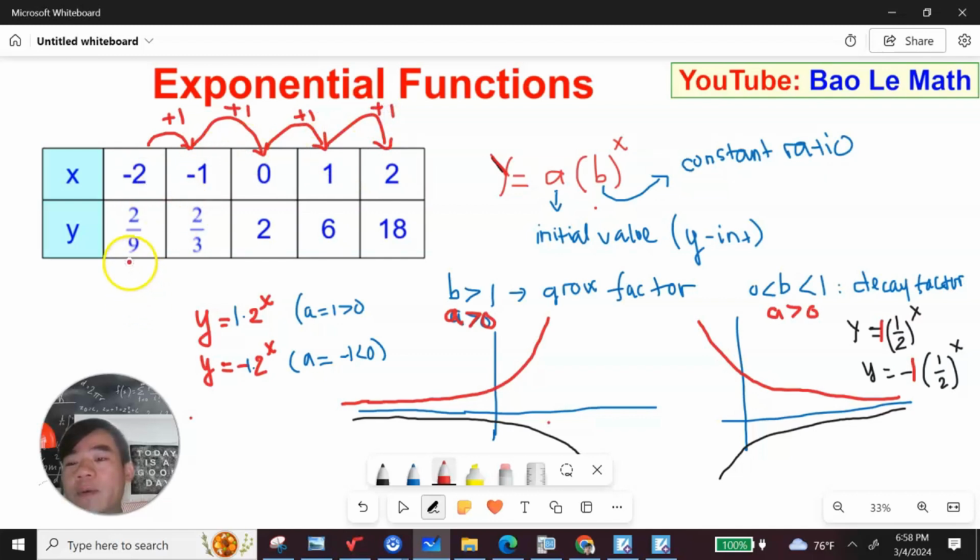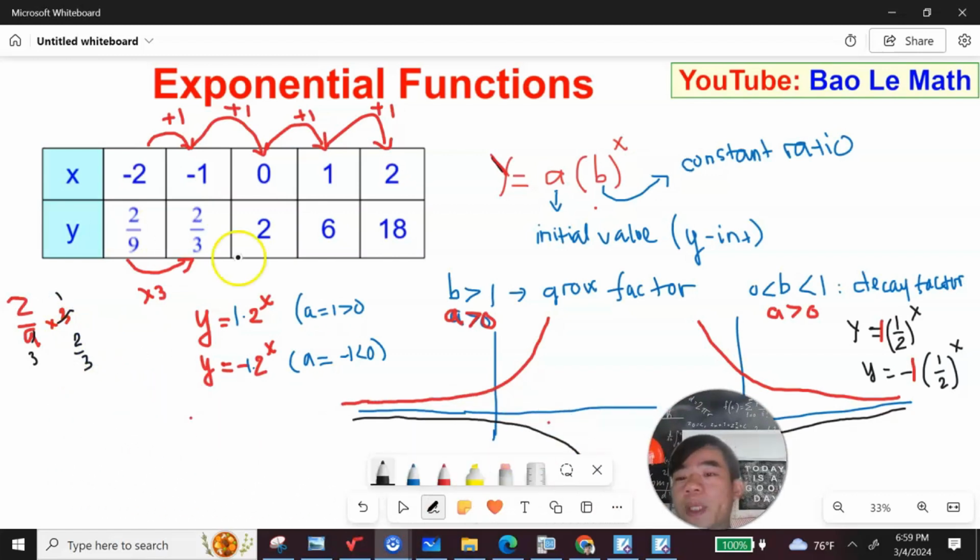Now the second one, for the y values. How do I get 2/3 from 2/9? I need to multiply by 3. You have 2 over 9, you multiply by 3, and the 3 and 9 cancel out, so it's going to be 3 on the top and 1 on the bottom. That's why I get 2/3. So, next one.